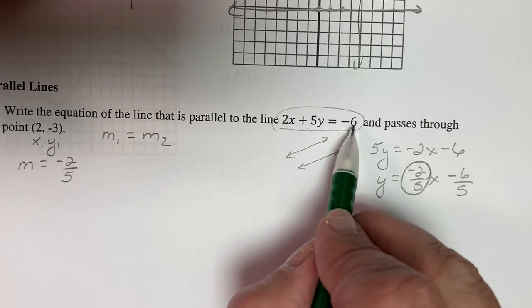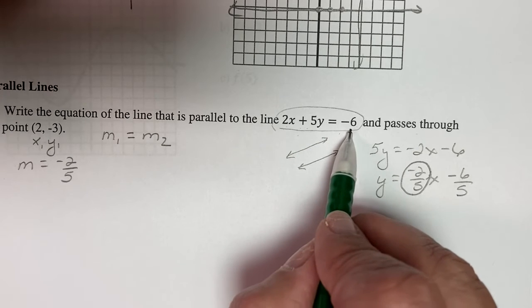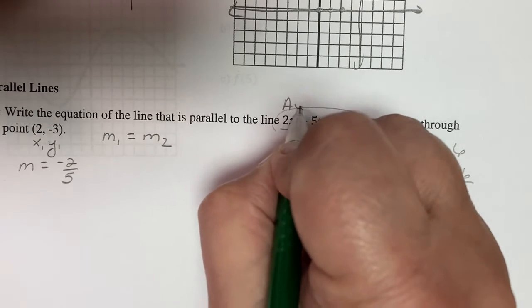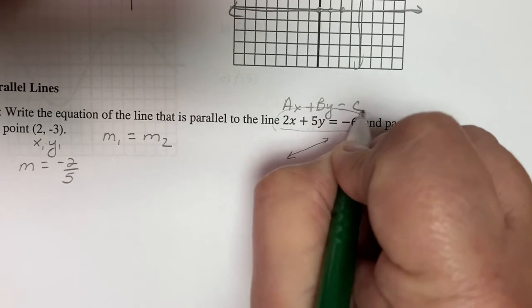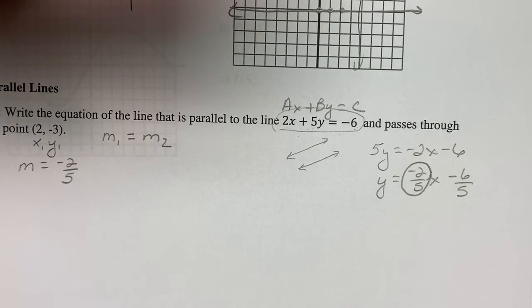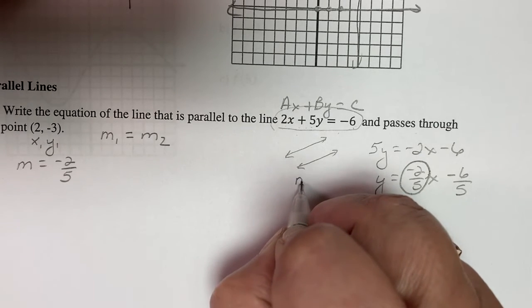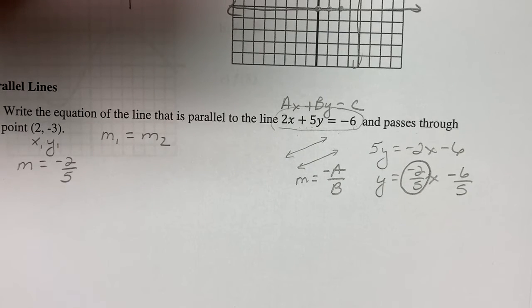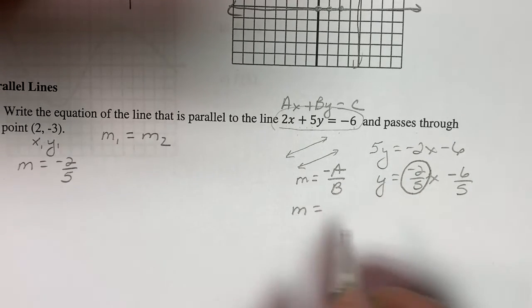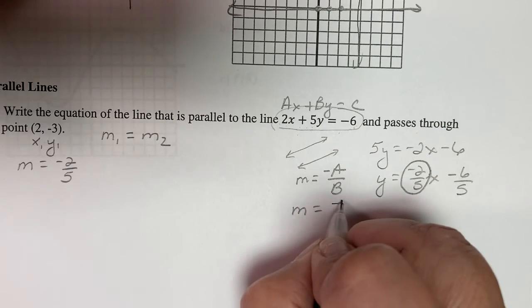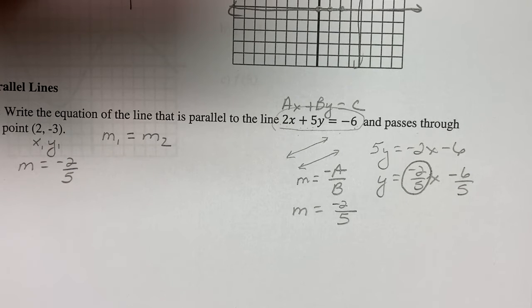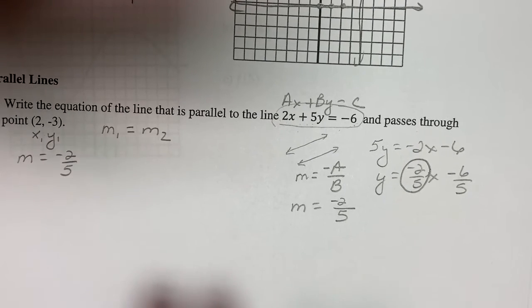If you are given a line in this form, 2x plus 5y equals negative 6, back in 53, you called this standard form. So this is ax plus by equals c. That's what standard form was. Another way to find your slope is to take negative a over b. Always works. So if you look at this, I would take negative a, so that would be negative 2 over b. And you can see the slope is negative 2/5. So either way, whatever you're comfortable with.